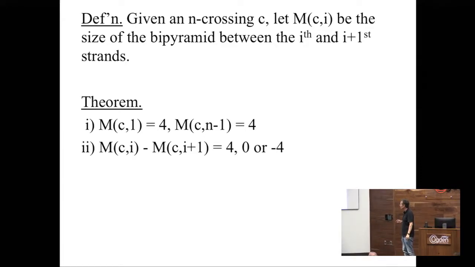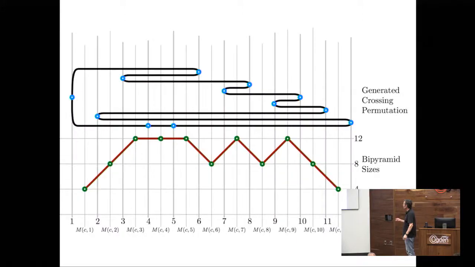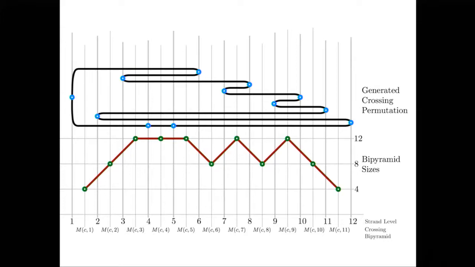Rule number 2, if you have some size of your bipyramid at one level, the next level has to differ from it by 4 or 0. Okay, so it can either go up by 4, down by 4, or not change at all. Okay, so that's the rule for one bipyramid and then the next bipyramid in the level. And then number 3, that's it. Every possible sequence of positive integers that satisfies 1 and 2 is realized by some permutation for a particular crossing. Okay, so let's, as an example here, suppose I have a 12 crossing. So these are the strands of the 12 crossing, 1, 2, 3, 4, 5, 6.